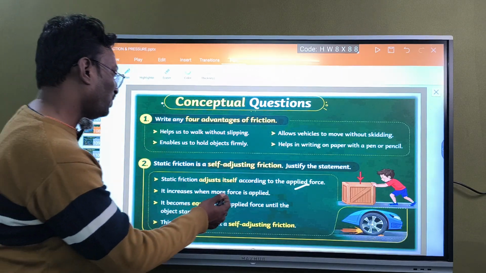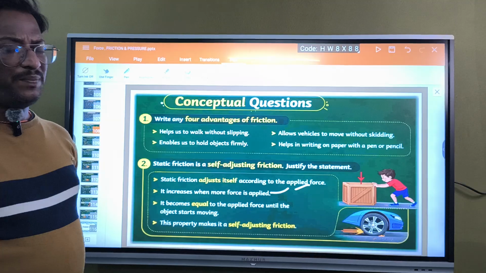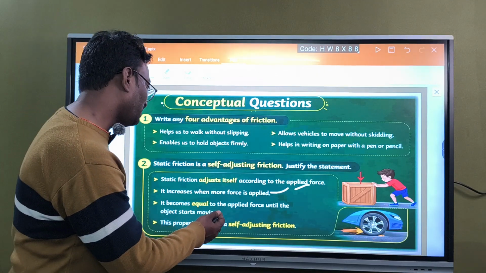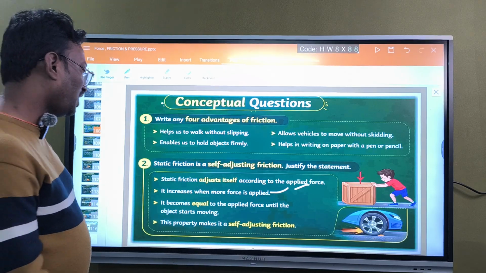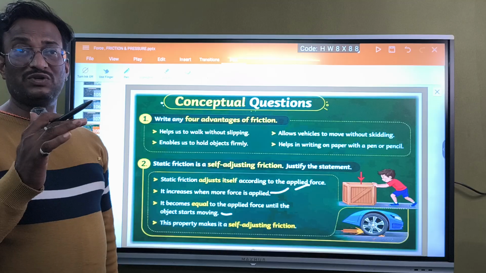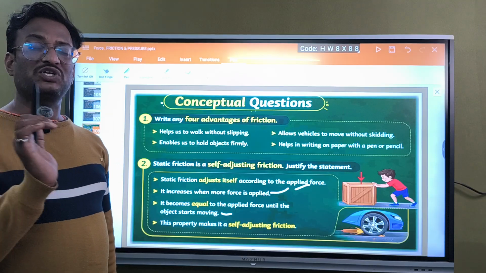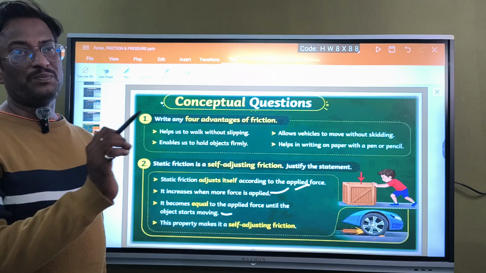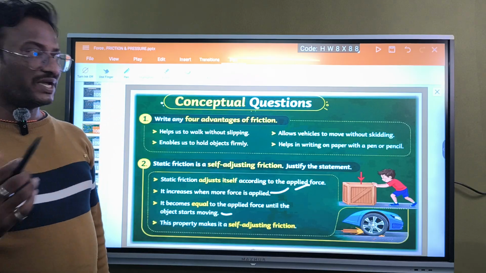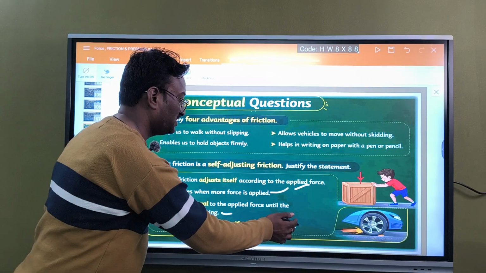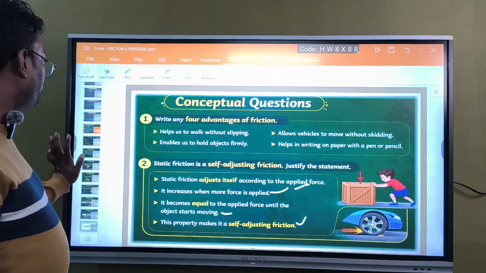It increases when more force is applied. If you apply more force, static friction is going to be increased. It becomes equal to the applied force until the object starts moving. Static friction will be equal to the applied force until the object starts moving. Once the object starts moving, the static friction will be reduced. It becomes 0. This property makes it self-adjusting friction.